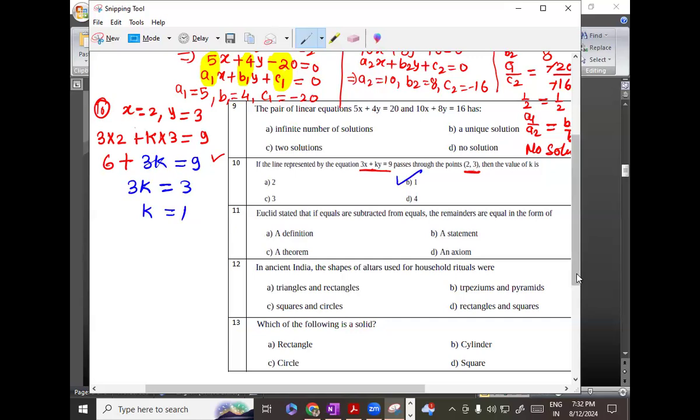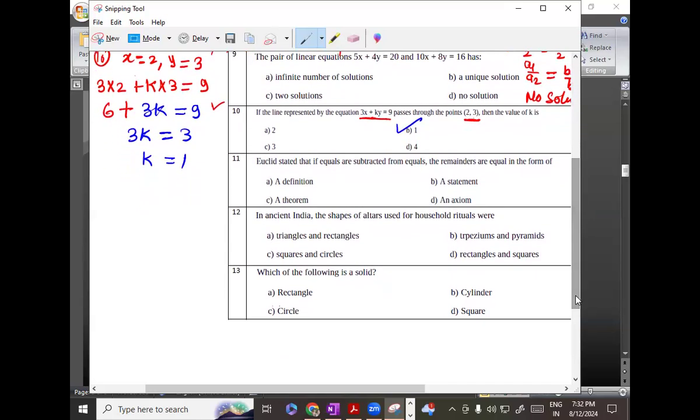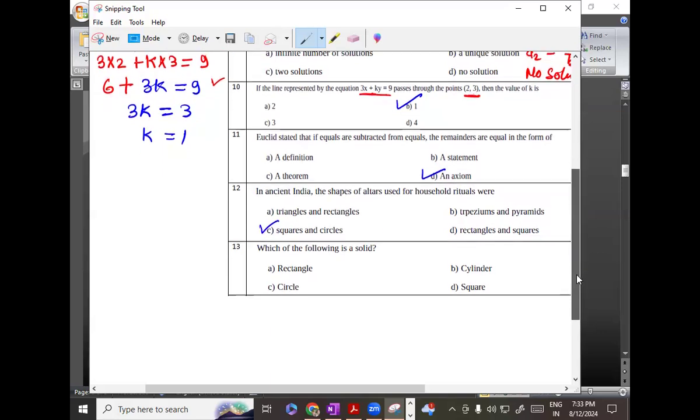Then 11th question. Sir, option D. Option D. It's an axiom, sir. Then 12. This question is also taken from your Euclid's chapter. In ancient India, the shape of altars used for household rituals was? Triangles and rectangles, sir? Have you checked your NCERT book? The correct answer is square and circle.